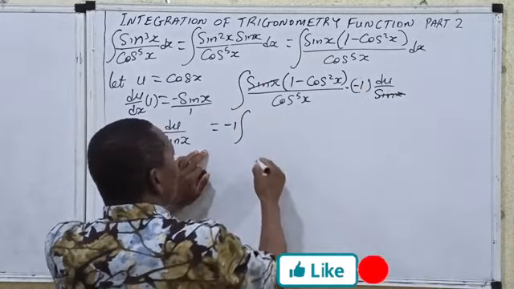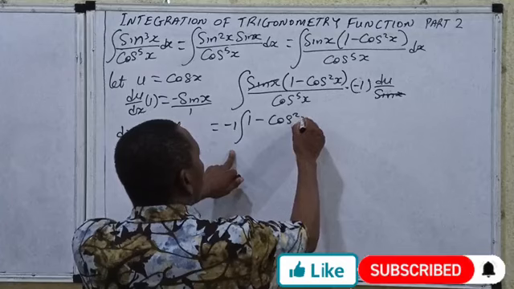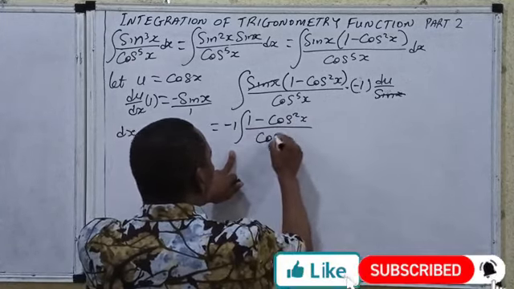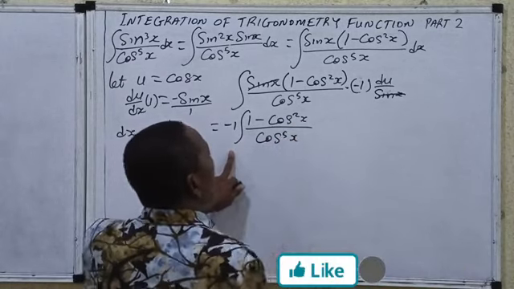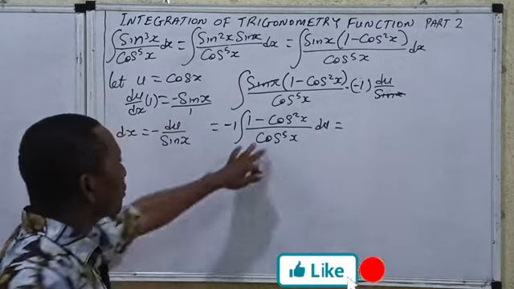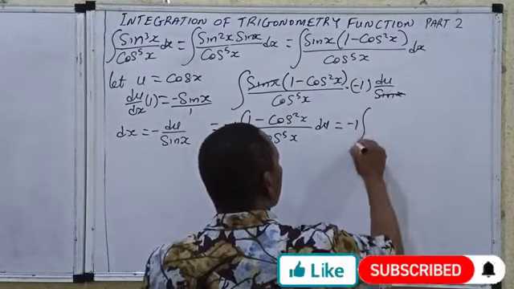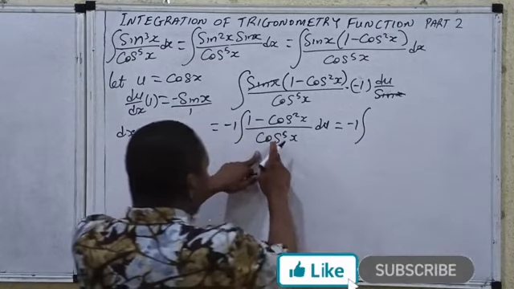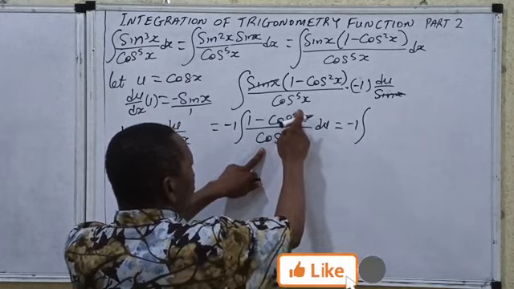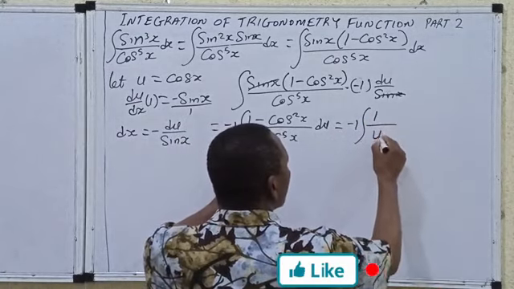Minus 1 integral 1 minus cos square x all over cos raised to power 5x du. Now, once you get to this level, I can rewrite this in this format. Negative 1. This is actually u raised to power 5, and this is u raised to power 2. So we'll now have 1 minus u square all over u raised to power 5.